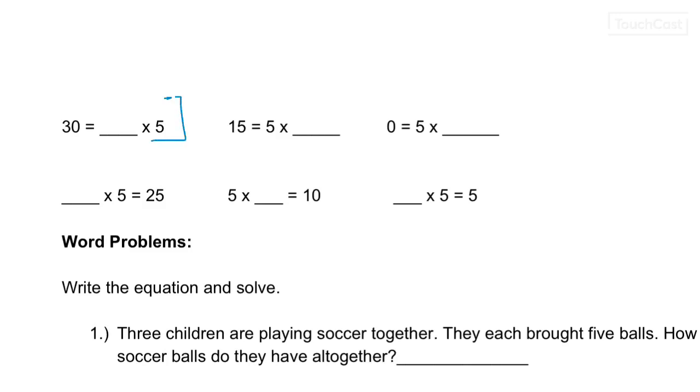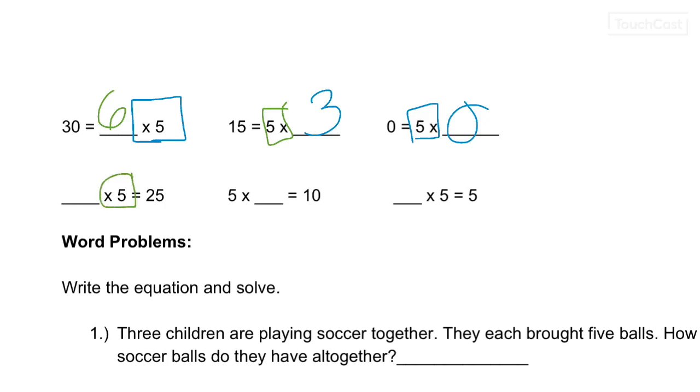5 times what number gives us 30? 5, 10, 15, 20, 25, 30. Stop. How many fingers did I put up? 6. Roll your fives until you get to 15. 5, 10, 15. Stop. How many fingers are up? 3. Roll your fives until you get to 0. Well, nothing's going to get you there, so times 0.